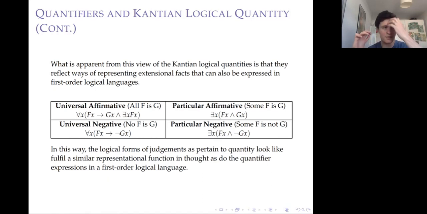So we're not making Kant's view of logical quantity the same as ours, because obviously he's thinking about thought, and we generally think about it in terms of formal languages, but there's just this nice way of being able to think of these two as somehow closely conceptually connected.